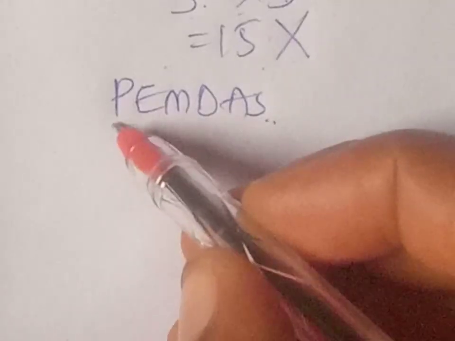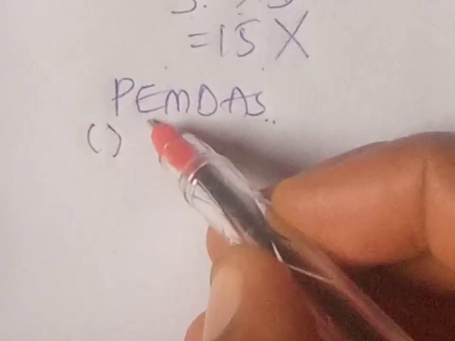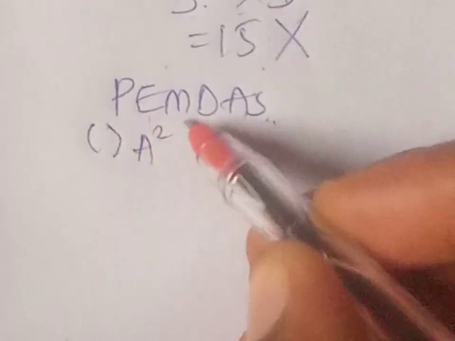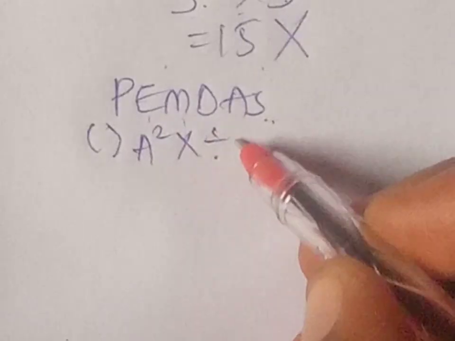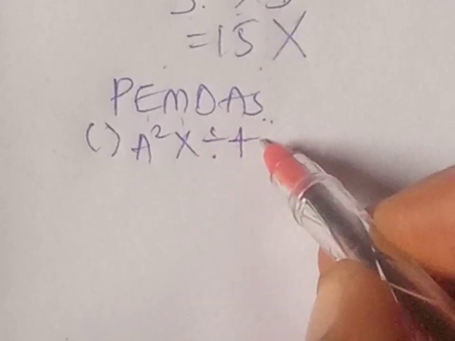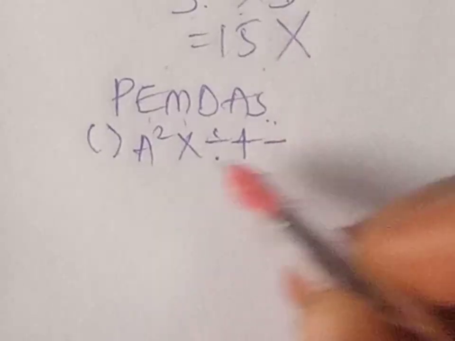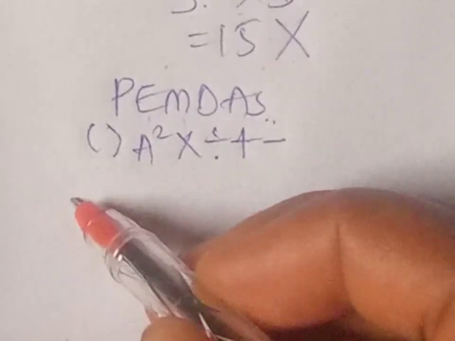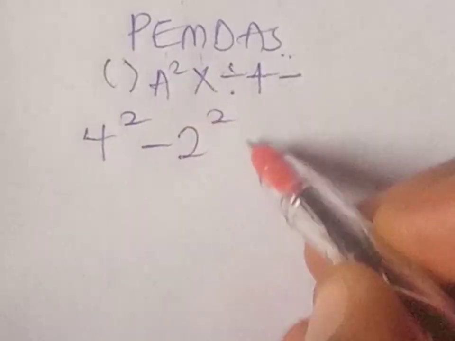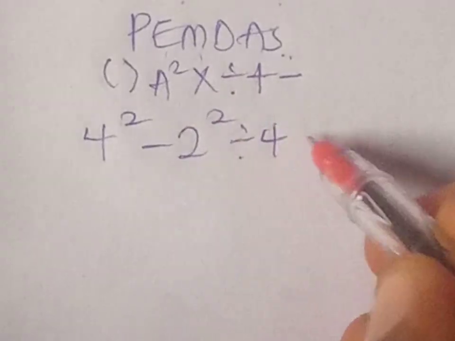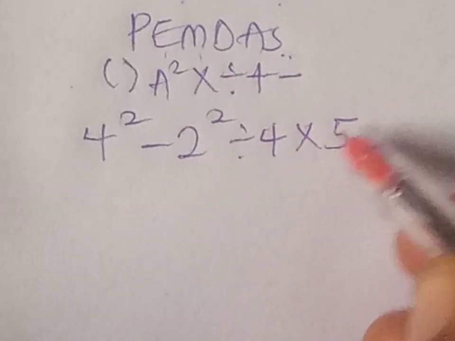In PEMDAS, P stands for parentheses, E exponent, M for multiplication, D for division, A for addition, and S for subtraction. Now our expression again: 4 square minus 2 square divided by 4 times 5.